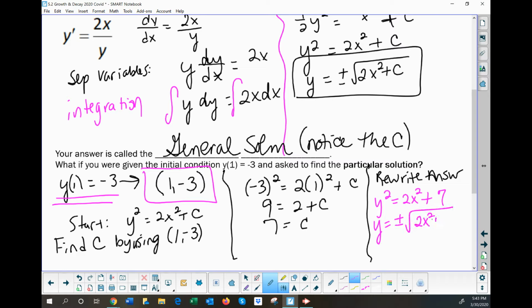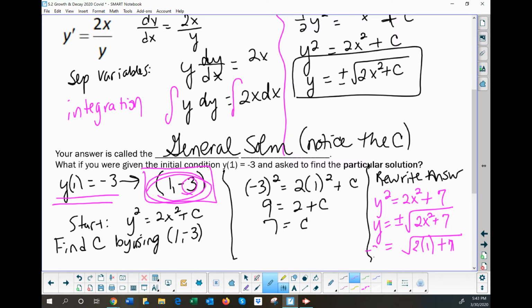Now, though, we can actually declare whether it's the positive square root or the negative square root. How? By looking at that initial pair. Notice when I plug in 1, whoops, that should be a 7. I need to get out a -3, don't I? Well, right now I have the square root of 9.